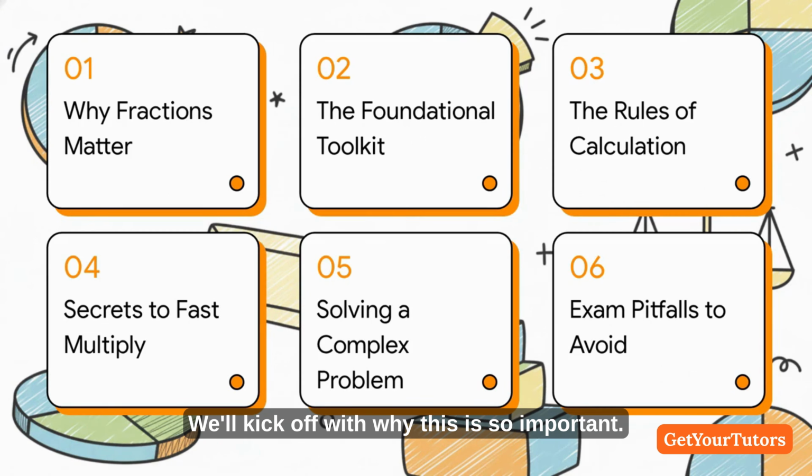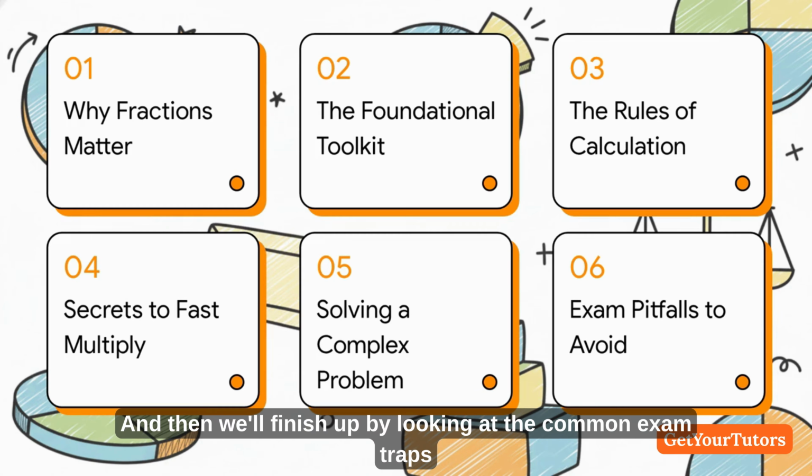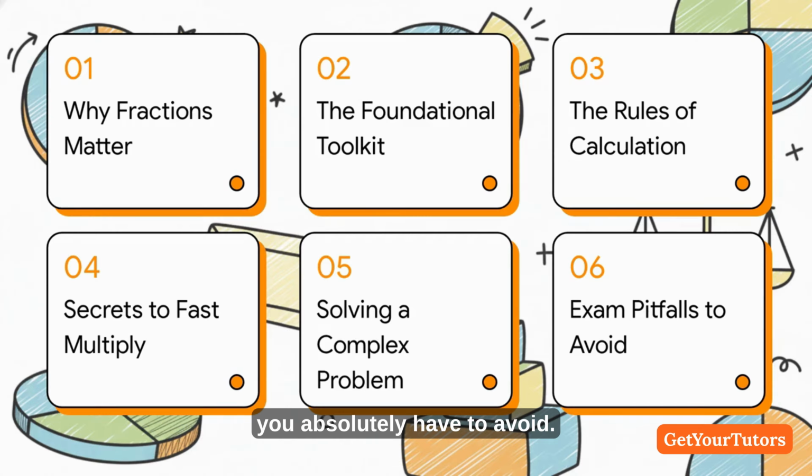We'll kick off with why this is so important. Then we'll build your essential toolkit. After that, we'll lock down the rules of calculation. I'll let you in on a secret for super fast multiplication. We'll test everything on a tricky problem. And then we'll finish up by looking at the common exam traps you absolutely have to avoid.